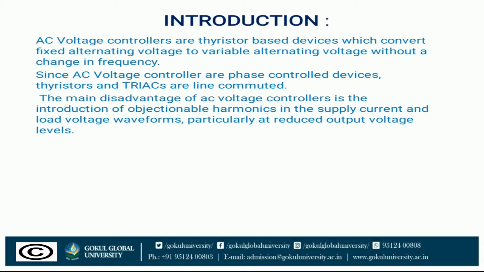as they are phase controlled and line commutated devices. The main disadvantage of AC voltage controller is the introduction of objectionable harmonics, which is common for all power electronics devices. The main disadvantage is the introduction of objectionable harmonics in the supply current and load voltage waveform, particularly at reduced output voltage levels.